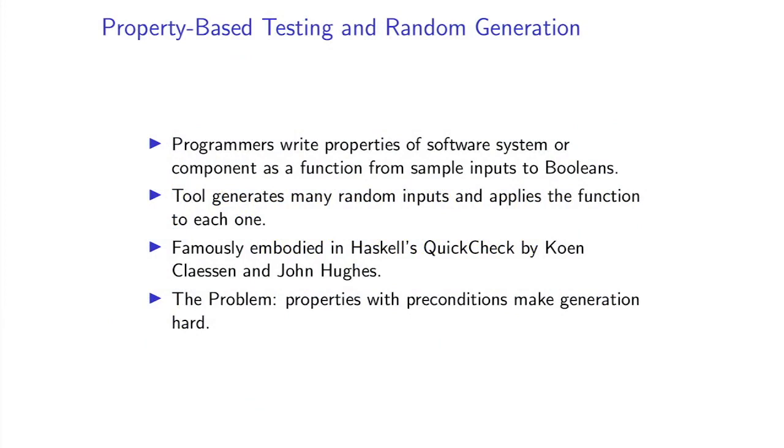Well, property-based testing and random generation. What is property-based testing? Well, programmers write properties of software systems or components as functions from sample inputs to Booleans. A tool generates many random inputs and applies a function to each one. This is popularized by Haskell's QuickCheck by John and Kuhn. And the problem that usually is associated with it is that properties with preconditions make generation hard.